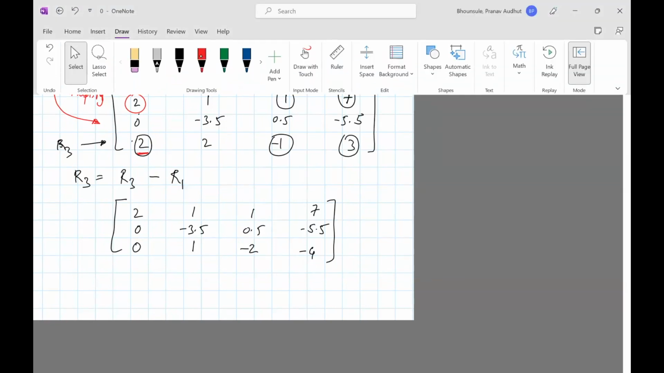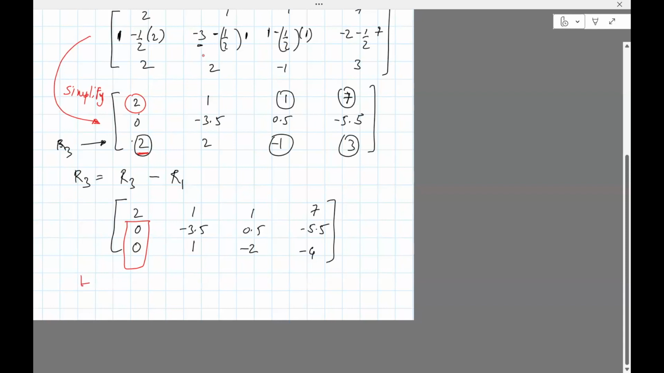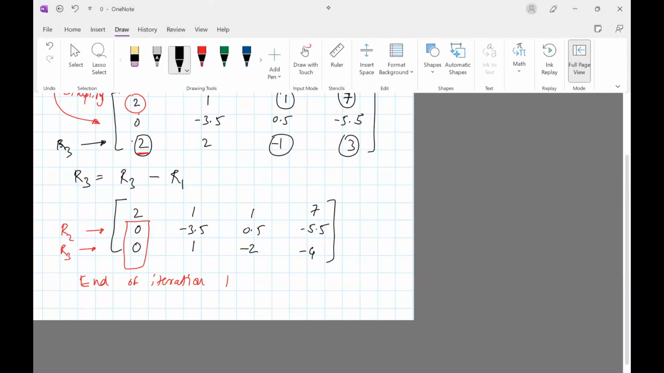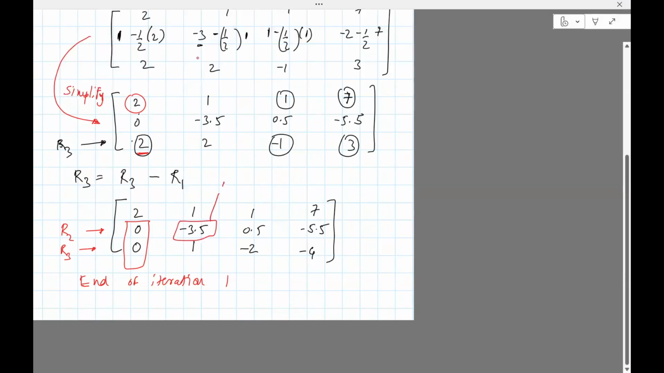So what you notice is after the first iteration, so this is the end of iteration 1, you eliminated x1 from row 2 and row 3, which was your goal. Okay, next step would be to use this as a pivot and use that to eliminate this 1 to 0, right? So you go column by column eliminating.